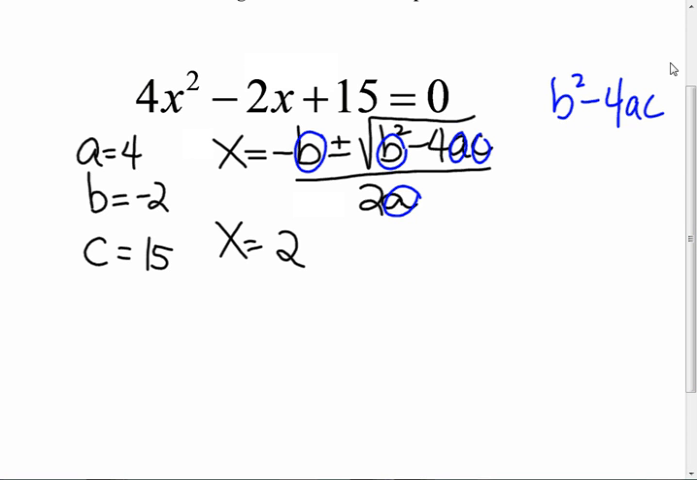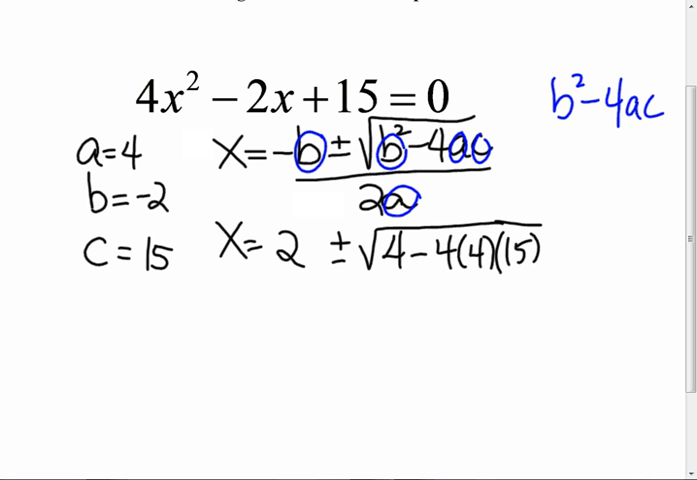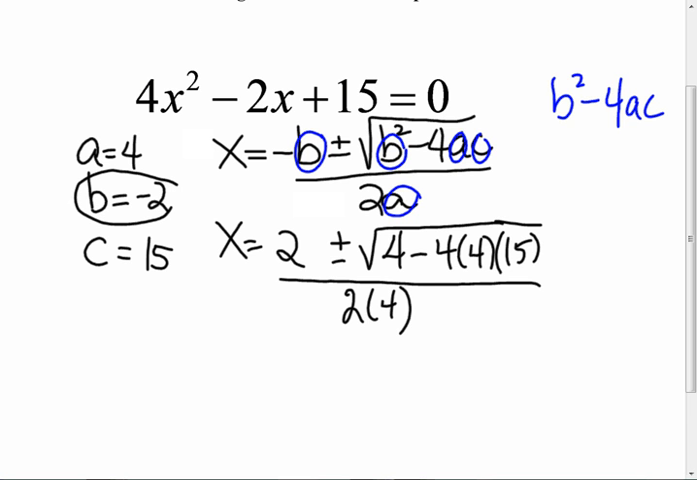Okay, so you got 2. This is the first thing. Can you substitute it in? 4 minus 4 times 4 times 15, all over 2A. Now, that's the reason why I want you to check your answers online. What is B squared? It's this number squared. What's negative 2? Because it's 2 times A. What's A?